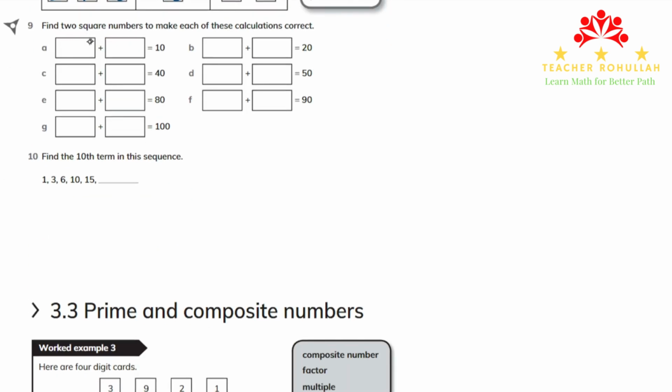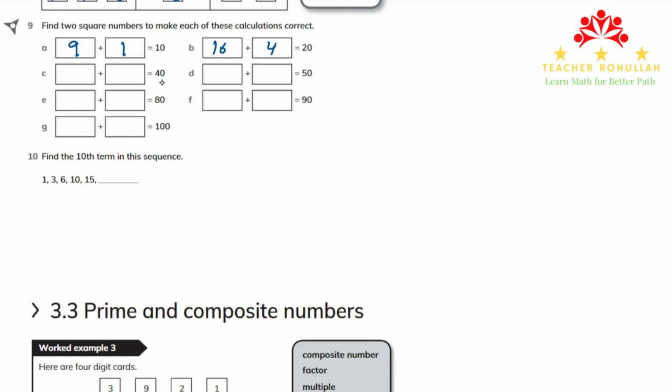Question 9 says, find 2 square numbers to make each of these calculations correct. We have to find 2 square numbers to give the given sum. So what 2 square numbers gives us 10? It is 9 plus 1 because 9 is a square number and 1 is also a square number. In part B, we have the sum of 20. So which 2 square numbers are they? It is 16 and 4. 16 is also a square number and 4 is also a square number. So it gives us 20.